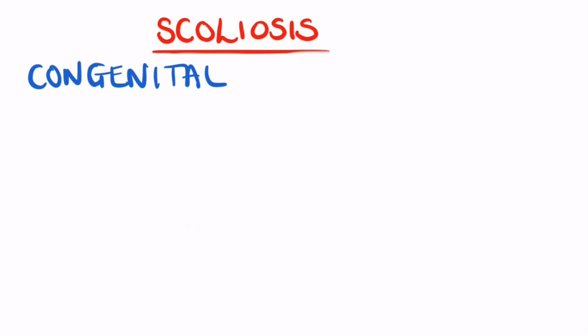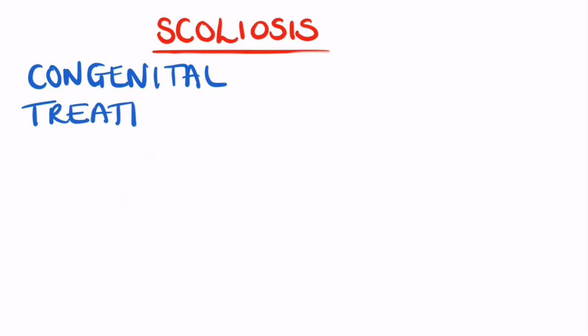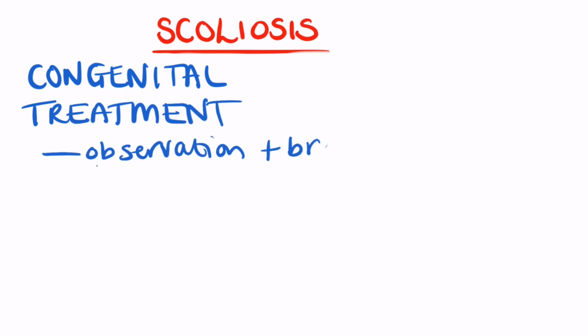Imaging used in congenital scoliosis include radiographs, CTs and MRIs. Radiographs are usually sufficient to confirm the diagnosis in AP and lateral view. However, CT is sometimes useful, and MRI should be carried out in all patients with congenital scoliosis prior to surgery. Treatment includes non-operative techniques such as observation and bracing, and surgical treatment is indicated in patients with a progressive disease.